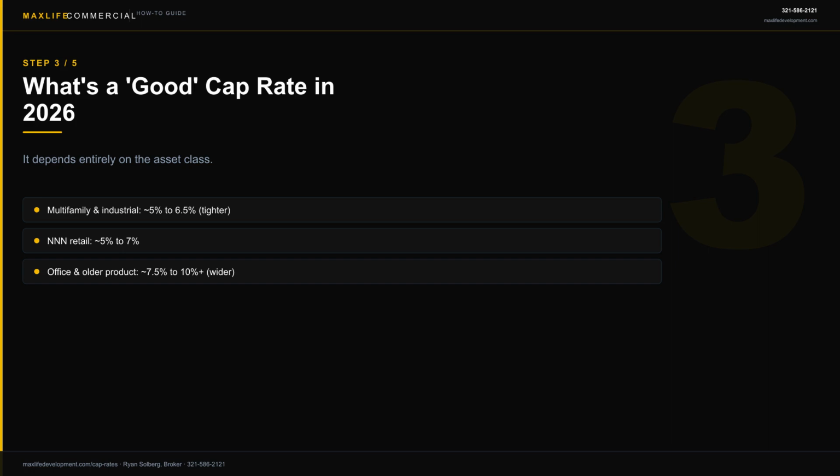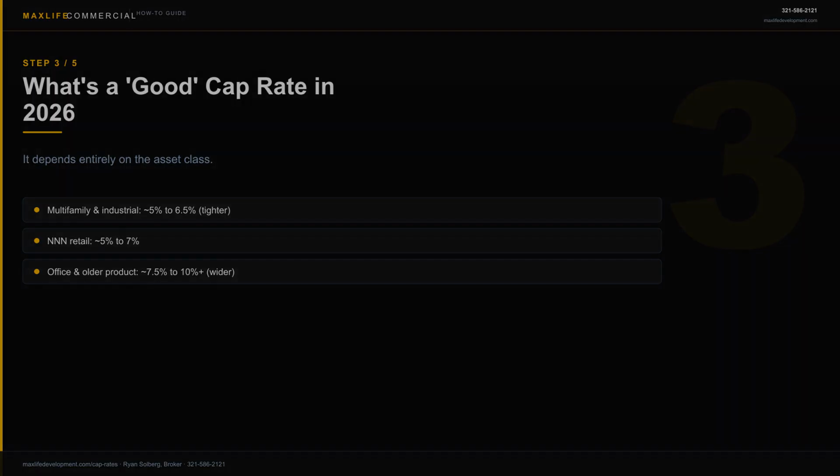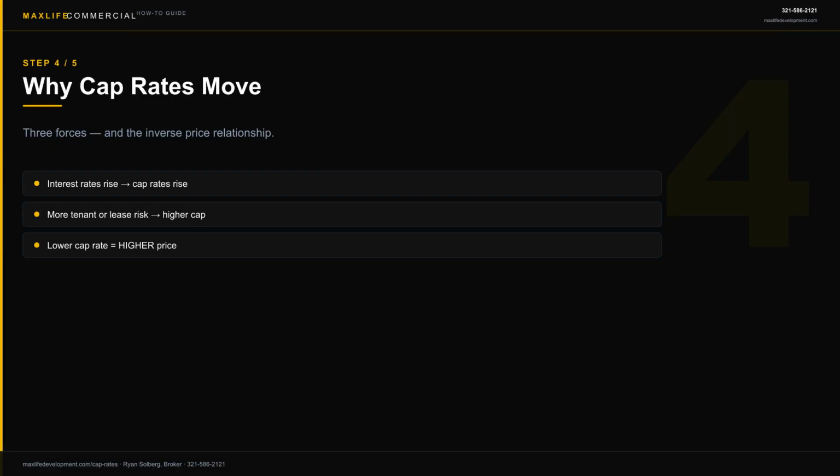Next, why do cap rates move? Three big forces. 1. Interest rates. Cap rates track the 10-year treasury plus a risk premium, so when rates climb, caps climb with them. 2. Risk. Shaky tenant credit, a short lease, a tough location, all of it pushes the cap rate up because buyers demand more yield to take on more risk. 3. Growth. Strong population and rent growth pull caps down because investors will accept less yield today for more upside tomorrow.